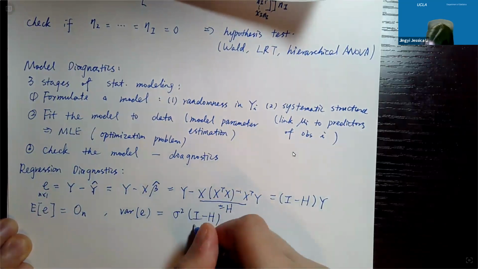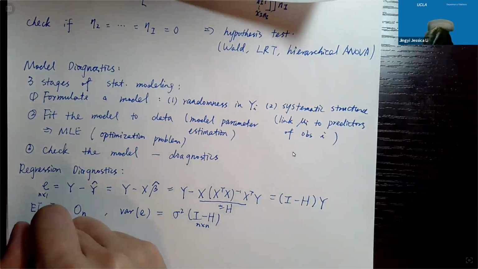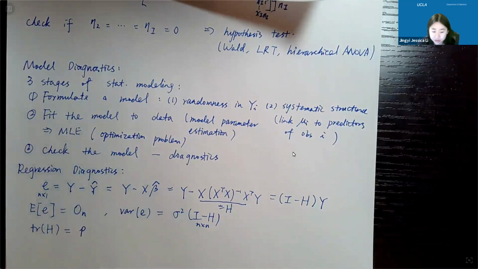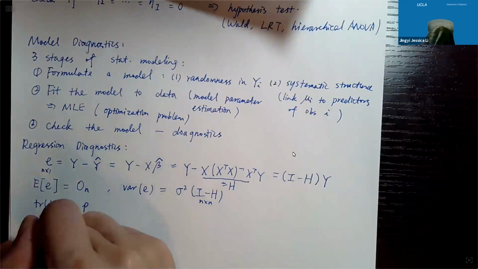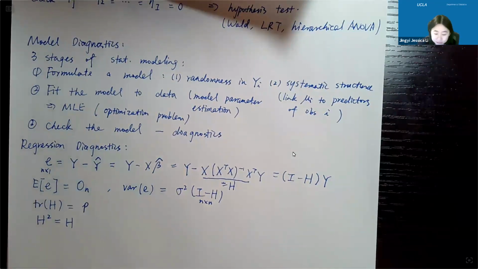This is an n by n symmetric matrix. The reason it is of this form is that the H matrix is so special that it's idempotent, so its square is itself. And we also derived the trace for H, if you recall. We have derived that the trace of H is just equal to p, the number of parameters in the model. And the idempotency of H has a very important implication. What does it imply?